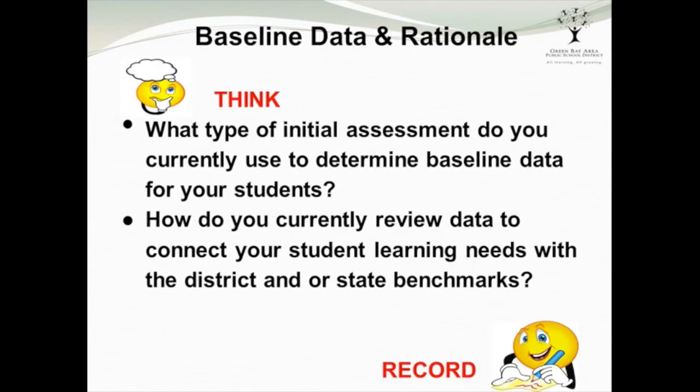The first component we will reflect on today is the component called Baseline Data and Rationale. For this component, you will be thinking about what initial assessments you review to identify student learning strengths and needs. After identifying the learning needs, teachers will be asked to provide reasoning as to why the goal chosen is relevant and appropriate to the benchmark outcomes. Take a minute to review the prompts and criteria listed under the component called Baseline Data and Rationale.